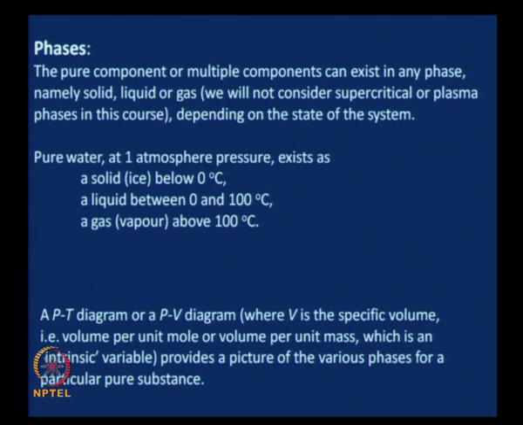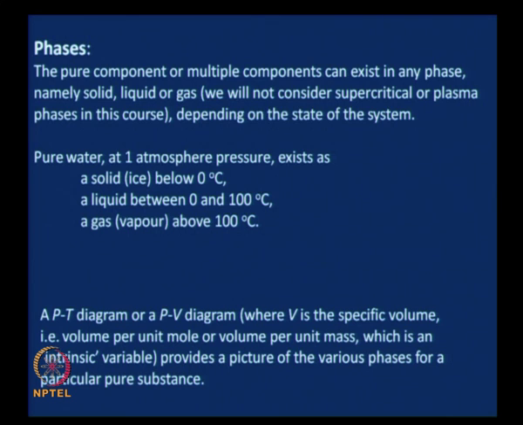Typically, a PT diagram, a pressure versus temperature diagram, or a PV diagram, P stands for pressure and V here stands for specific volume, which is volume per unit mass, and we have already seen that volume per unit mass is an intrinsic variable. A PT diagram or a PV diagram provides the relationship between the various phases for a pure substance.